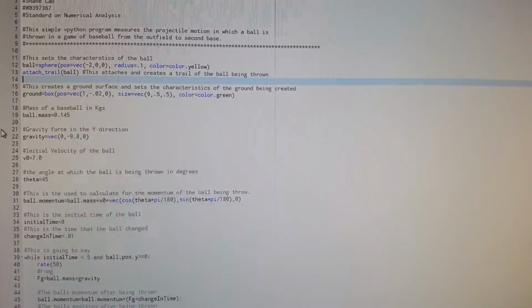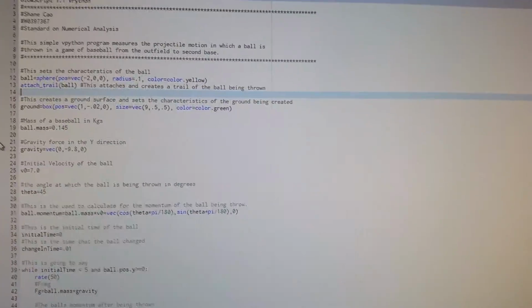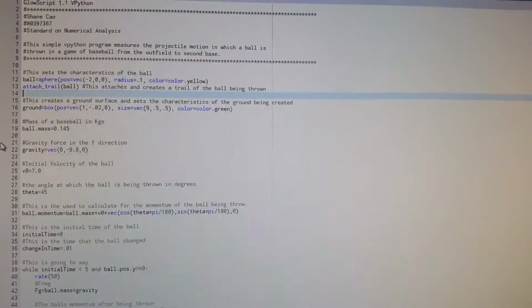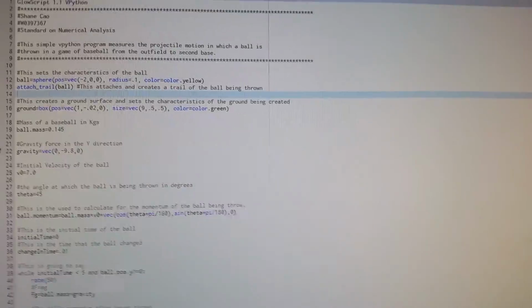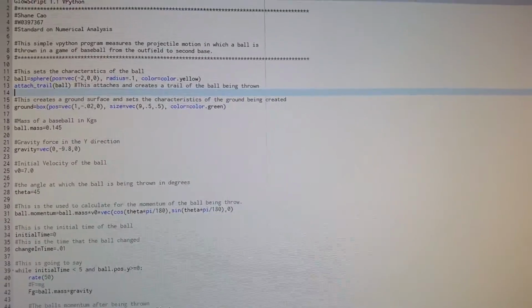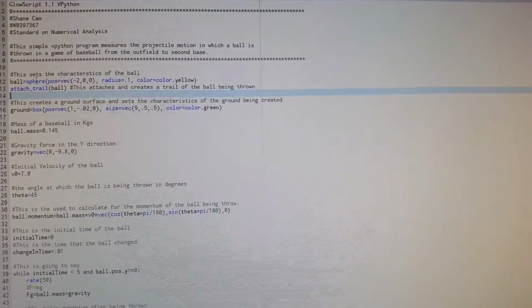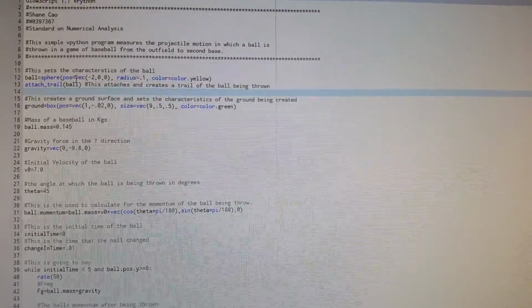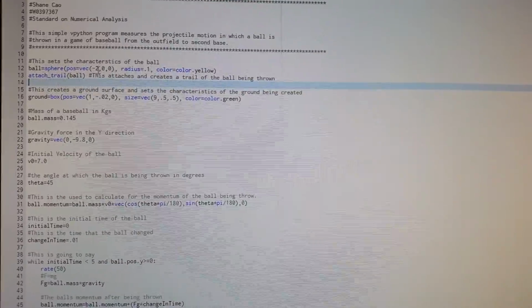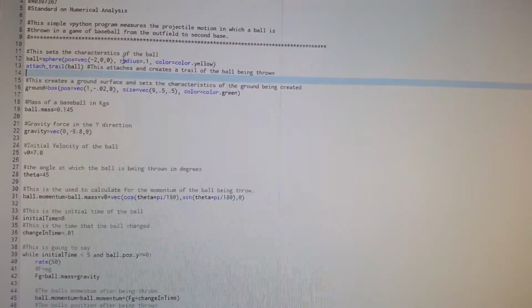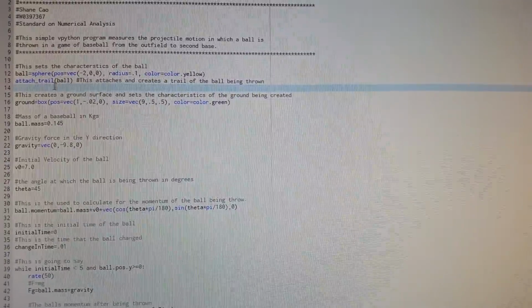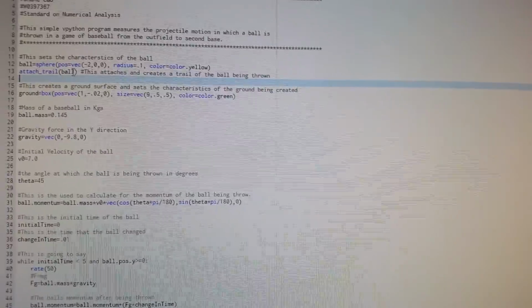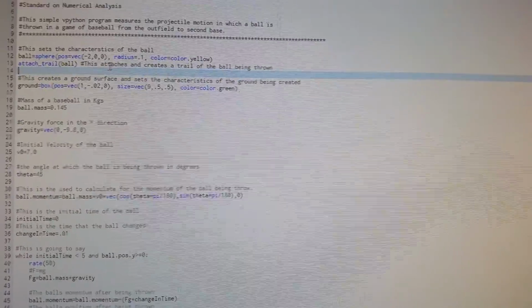Alright guys, this is my numerical calculation standard, and I created just a simple VPython program that measures the projectile motion in which a baseball is thrown from outfield to second base. As you see right here, this sets the characteristics of the ball, gives it a position vector of -2 on the x-axis, 0 y, 0 z, a radius of 0.1, and I gave it a color of yellow. And I attached the trail to it just so you can see the motion in which the ball is thrown.